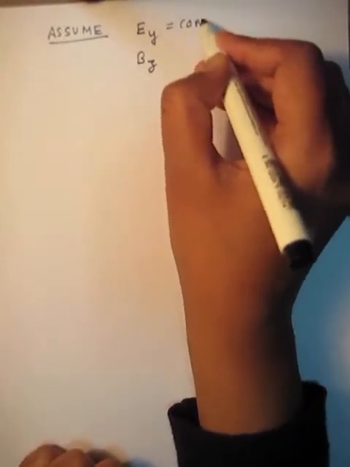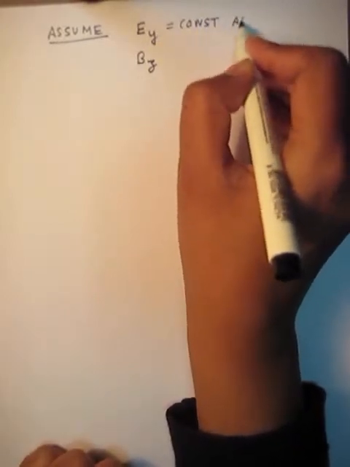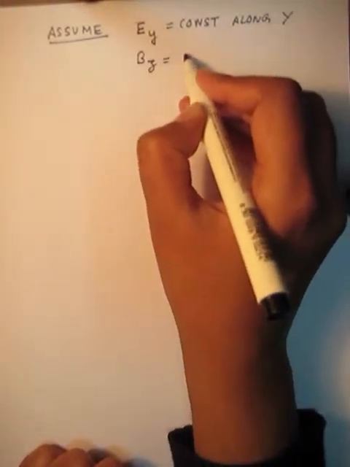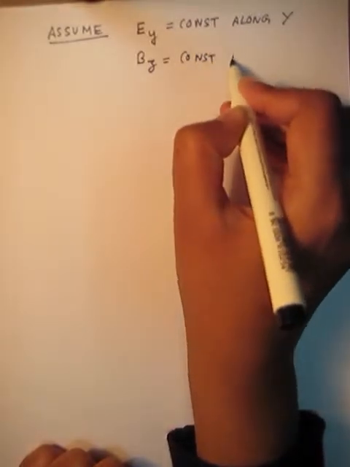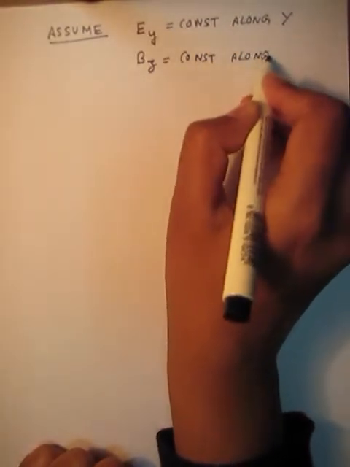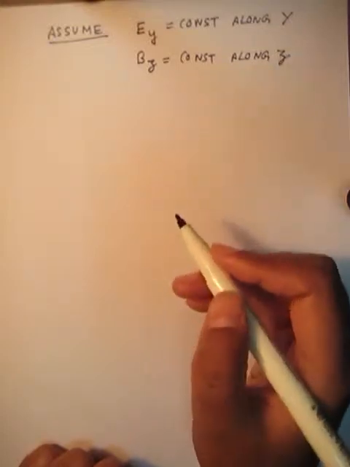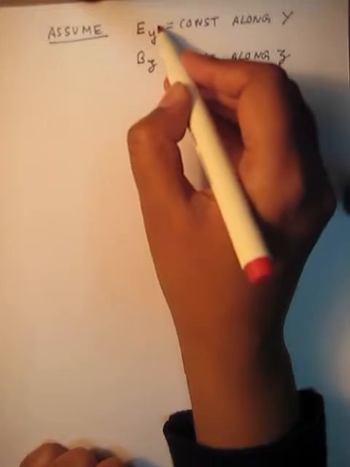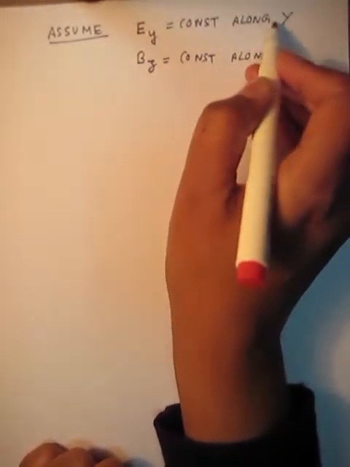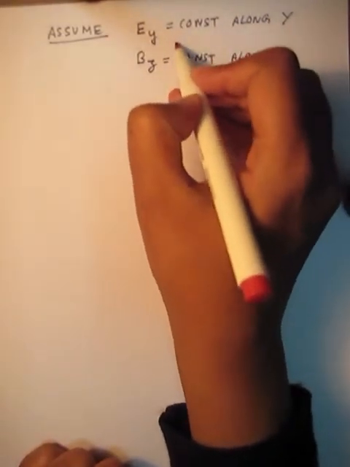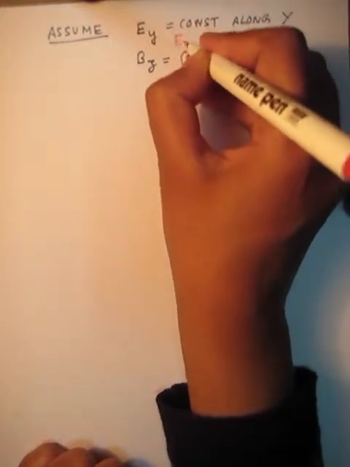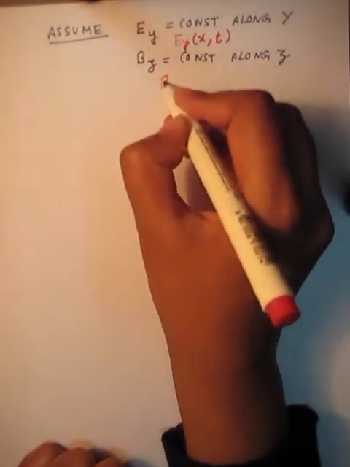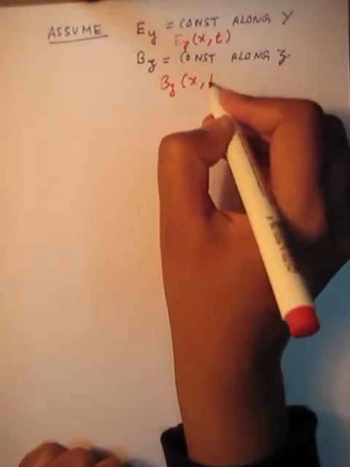Electric field is constant along y-axis and magnetic field is constant along z-axis, but they will vary with x and time. So they are constant along y, but electric field will vary with x, it is a function of x and t. Similarly, magnetic field is also a function of x and t.